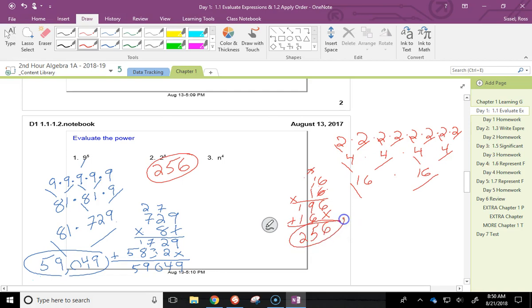Gives me 256. Okay. Anyone feel a little uncomfortable with exponents? How we do it? It's mainly just time consuming, right? List them out and do your multiplication. We'll see how well we do on them.